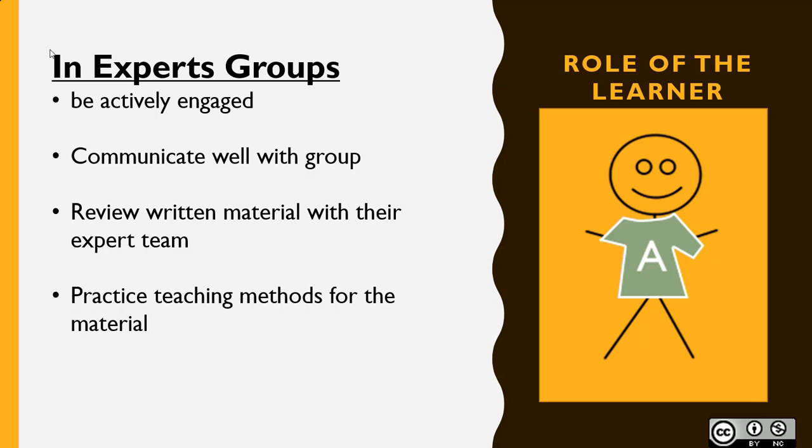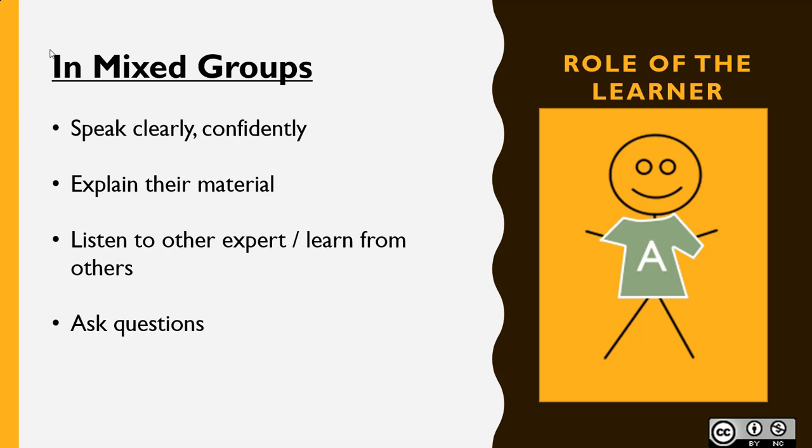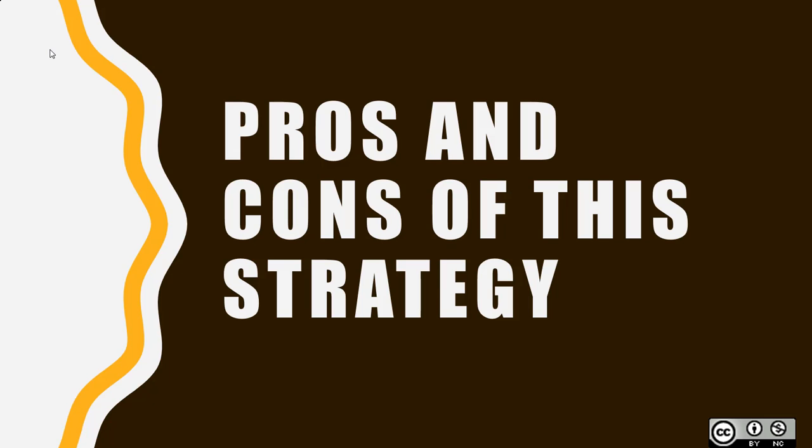When they're in their expert groups, they need to be actively engaged. They need to communicate well with their group. They need to be able to review the material so that they can learn it well enough that they can teach it. And then they have to practice their teaching methods for when they break up into separate groups. Once they're in their mixed groups, they need to be able to speak clearly and confidently, and explain their material. They need to be able to listen to the others and learn from other students. And if they don't understand, they need to be able to ask questions and seek clarification.